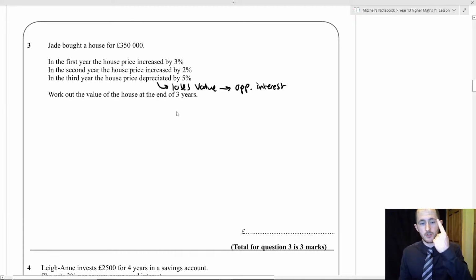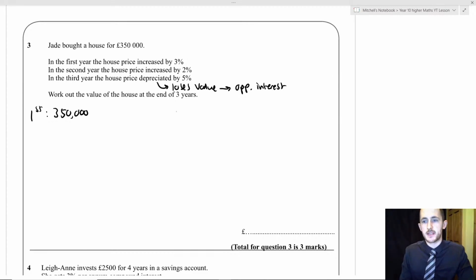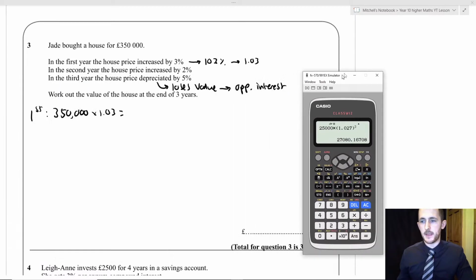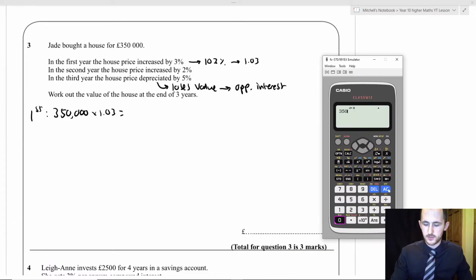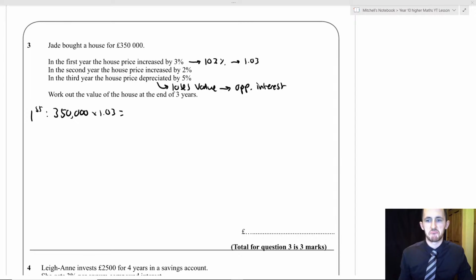So the first way I'm going to show you, which is the longest way, is to just work out how much it changes by each year. So if I write this out as first year, we have a £350,000 house, and it increases by 3%. So that's the same as it being 103% of its initial value, right? So I'm going to times it by that as a decimal, which is 1.03. So again, while I type it in, if you're unsure, please do just stop me. 350,000 multiplied by 1.03. You get £360,500. Good stuff.